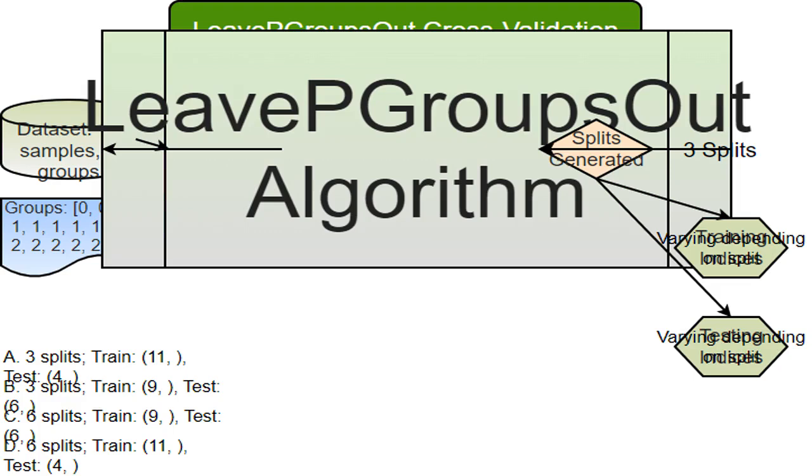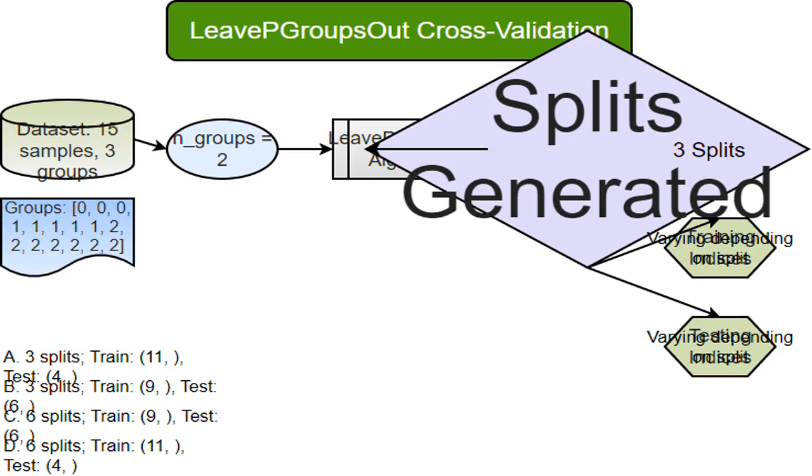I need to determine how many different ways I can split my data into training and testing sets using LeavePGroupsOut. Given that I'm leaving out 2 groups at a time, and there are 3 groups, I calculate 3 possible combinations of groups to leave out for testing. Each combination represents a different split.